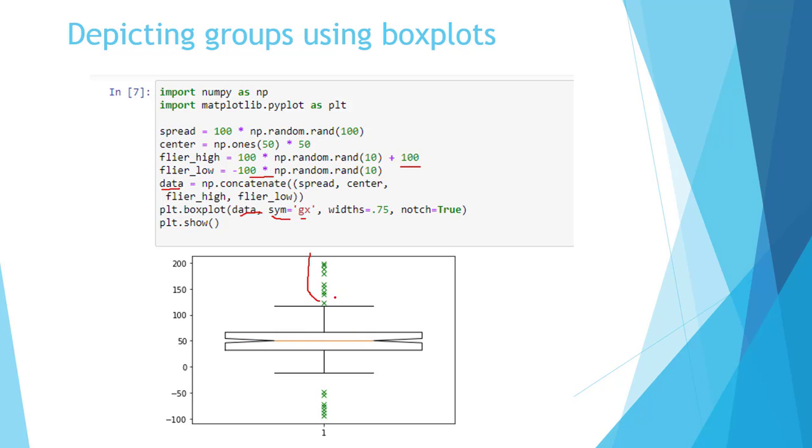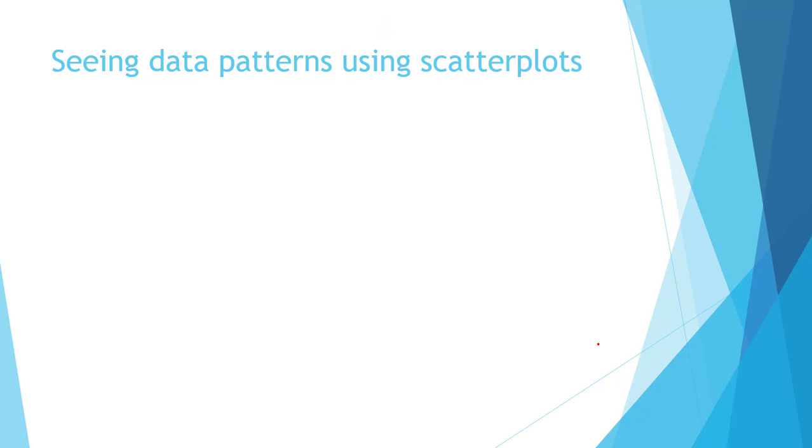These are the outliers of our graph. This is the upper limit, this is the lower limit, this is the median, and these are the outliers of the box plot. Next, we will be seeing the data pattern using the scatter plot.